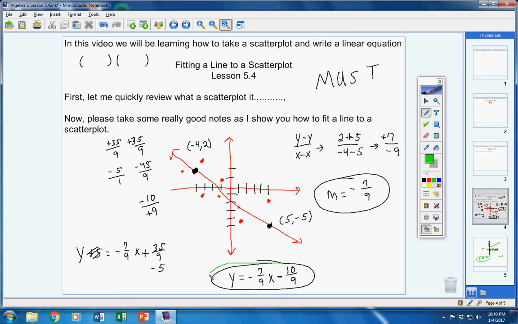This linear equation right here. Now listen, it's not a perfect representation of this scatter plot, but it's a decent representation of the scatter plot.